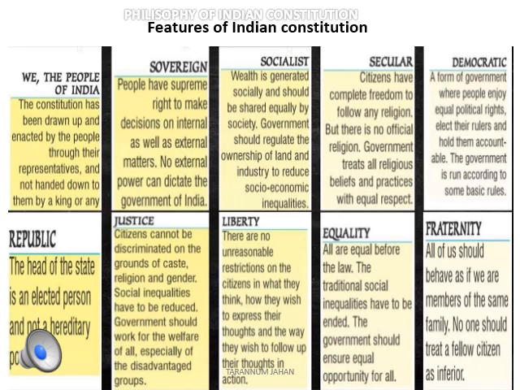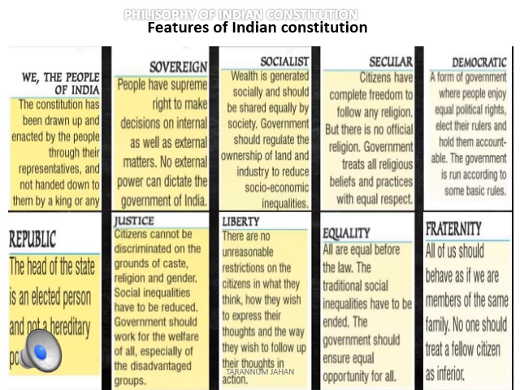Now what does sovereign mean? Sovereignty means the people have a supreme right to make decisions, whether on internal or external matters. No external power can dictate to the government of India. That means that there is no dictatorship now. Now the people have the supreme power in order to take the decisions.